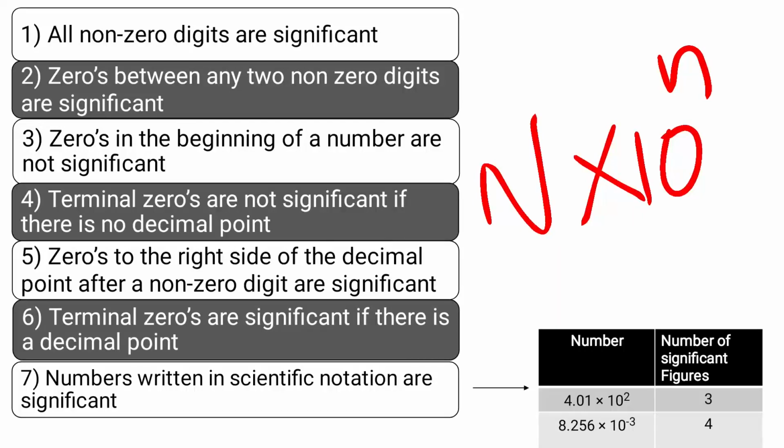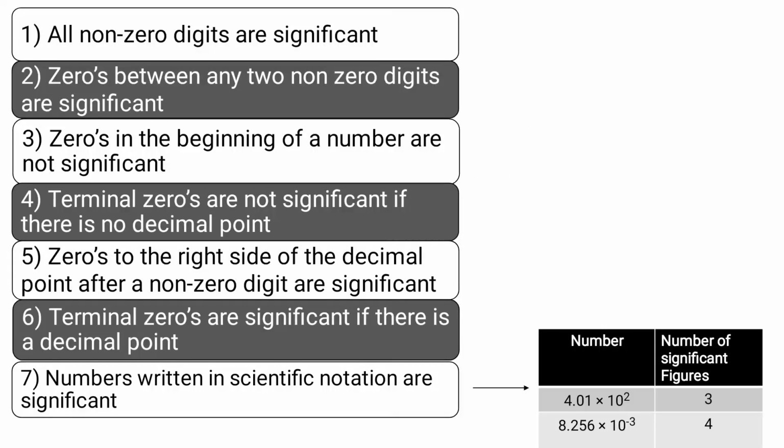4.01 into 10 raised to the power 2 and 8.256 into 10 raised to the power minus 3. In both, the numbers are expressed in the form of N into 10 to the power n. So, if any numbers are expressed in this particular form, then they are said to be significant. In case of 4.01, there are 3 significant figures present, whereas in case of 8.256, the number of significant figures are 4. This is with regard to the different rules to determine the number of significant figures.